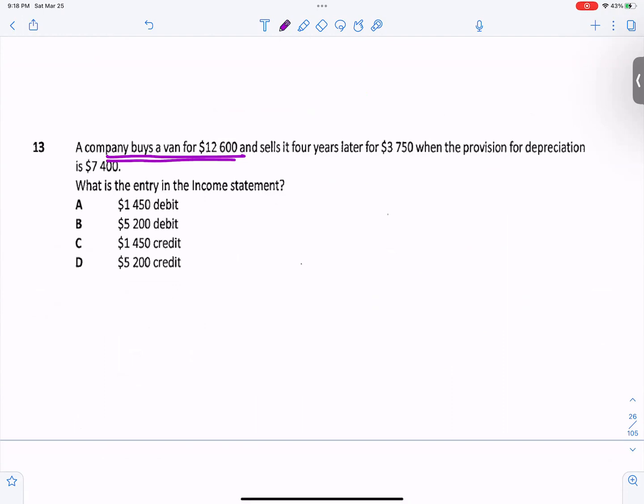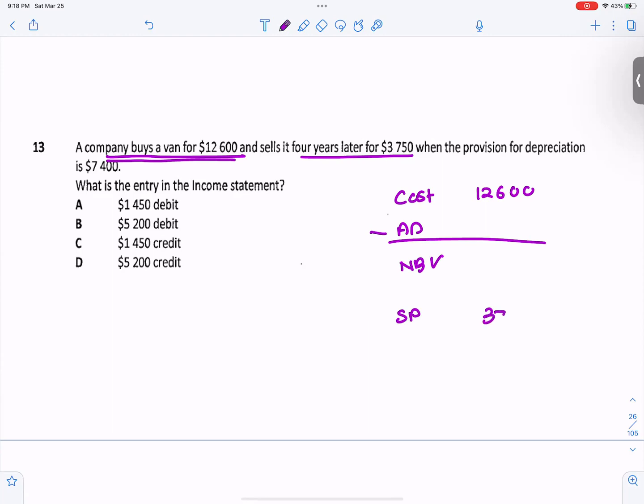Company buys a motor van for 12,600, sells it 4 years later for 3,750. When the provision for depreciation is 7,400, what is the entry in the income statement? Can you tell me the net book value? 5,200. The income statement, what will go? Either the profit on sale of asset or the loss on sale of asset.